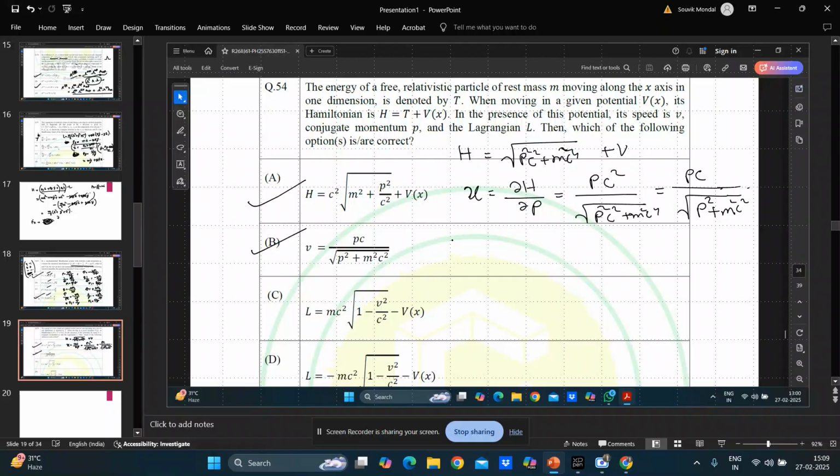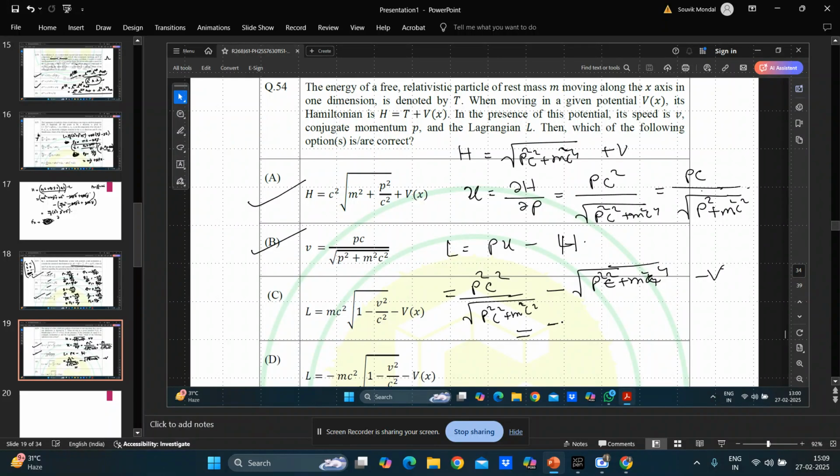And now finally, what is L? So V is this term. So your L is equal to pv minus your H, right? So pv is p square c square divided by root of p square c square plus m square c to the power 4, minus root under p square c square plus m square c to the power 4, minus Vx, right?